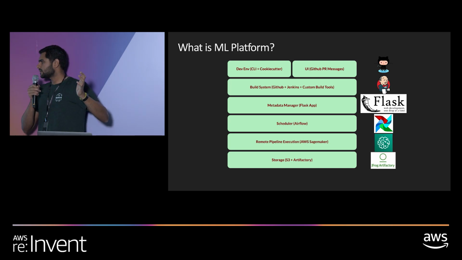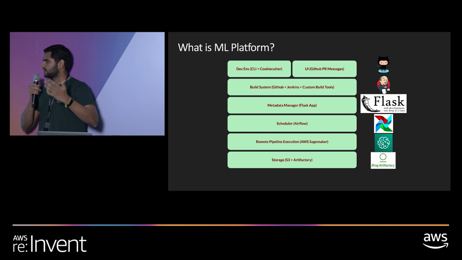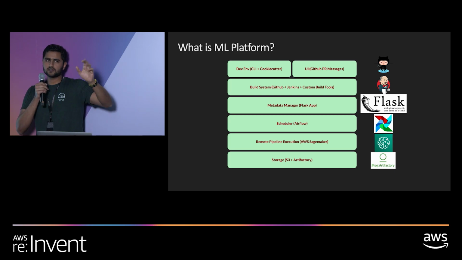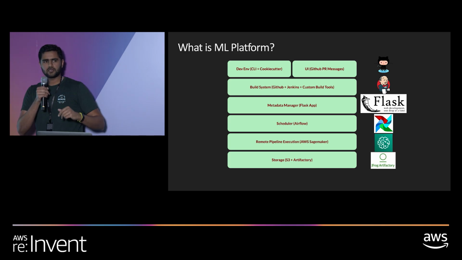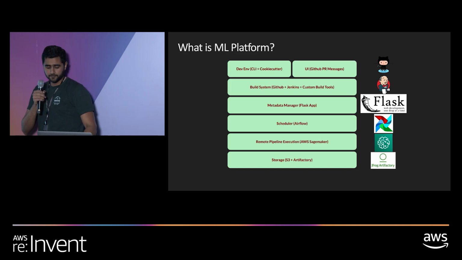We use Jenkins internally for continuous integration tests and continuous deployment. So Jenkins is the one that's building these code artifacts. Flask is a very popular Python web framework. We use that for a live service that does metadata management. Data scientists want to know what the status of their job is. They don't want to hit the SageMaker API. We sort of wrapped that up into an API here. We use a scheduler, that's Airflow down there. Then, of course, we use SageMaker and we use Artifactory and S3.